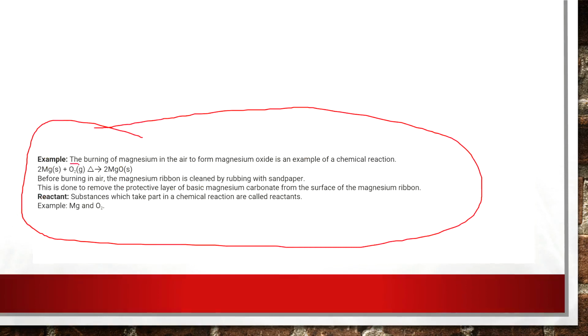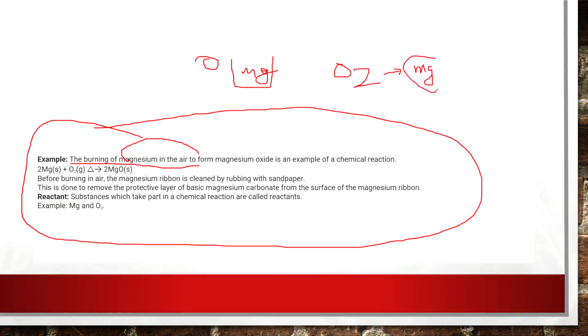So the burning of magnesium in the air. ठीक है, जब एयर में magnesium burn होता है. Okay, so in the presence of air, O2, when Mg burns, okay, magnesium burns, what actually takes place, how actually it takes place, what new product is formed. So the burning of magnesium in the air to form magnesium oxide is an example of chemical reaction. So 2 moles of magnesium reacted with oxygen or air gives magnesium oxide. Okay, so that is what here MgO forms.